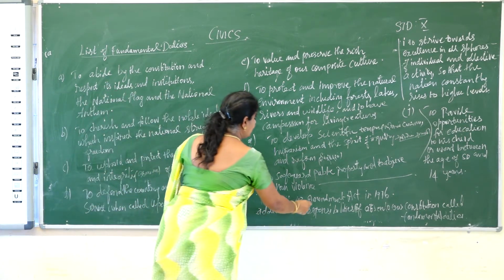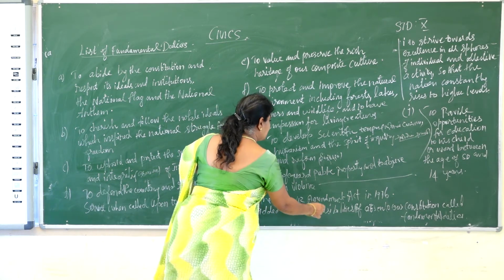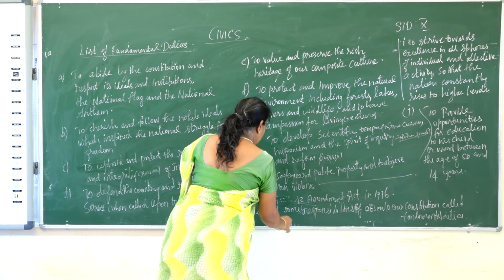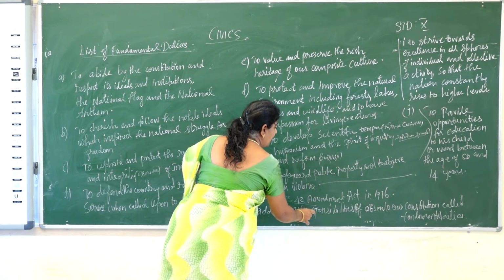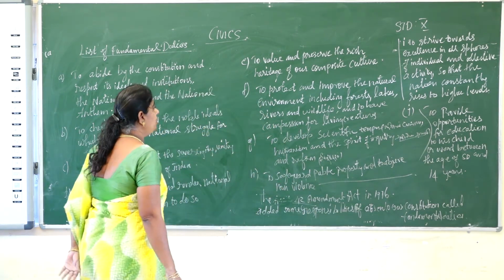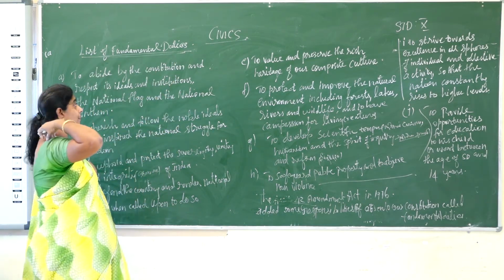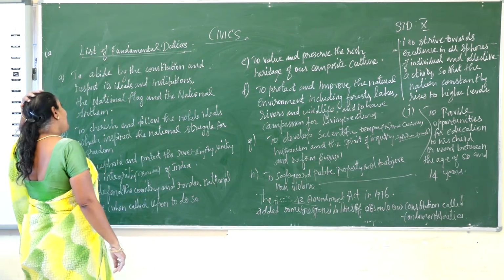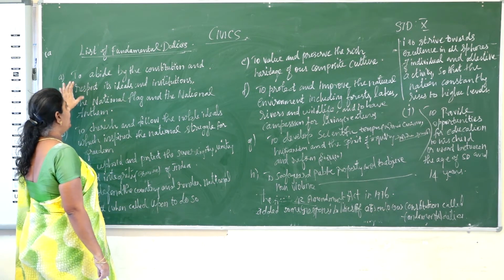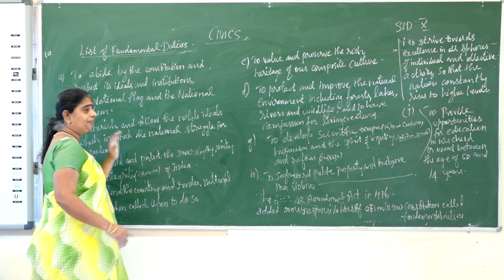So, as mentioned, the 42nd Amendment Act in 1976 added some responsibilities for citizens in the constitution. What are the duties? These are the duties. The first one is to abide by the constitution and respect its ideals and institutions, the national flag and the national anthem.